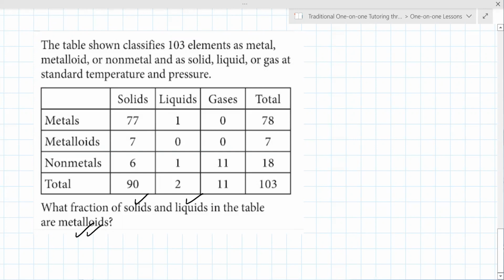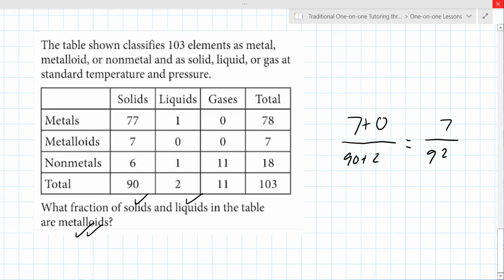Okay, I got it. How many are there that are both solid and metalloid? There are 7 solids in metalloids and 0 liquids in metalloids. Now the total in this problem is 90 and 2. Yes, exactly. Perfect. Glad you saw that. So is that the answer, or do we have to divide it? That's the answer.